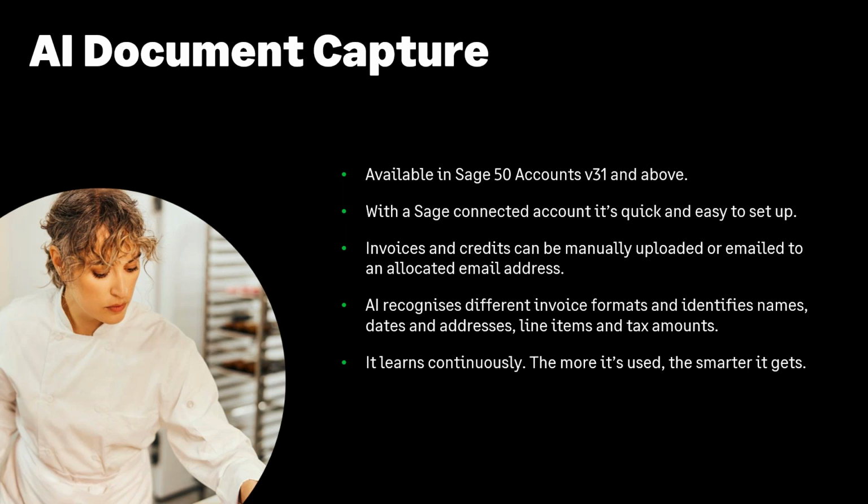Now, the AI recognizes different invoice formats. It'll identify things like names, dates, addresses, and most importantly for your processing, line items and values, so things like your tax amounts. And it will learn continuously. The more you use it, the smarter it's going to get. So that's the theory.